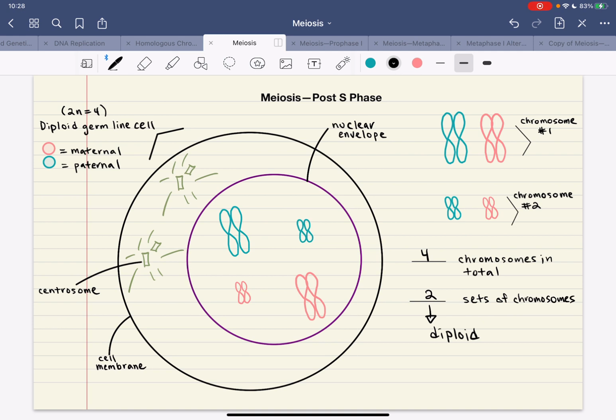Now again, we're keeping it simple. We're going to say there's only 2 types of chromosomes. There's only 2 homologous pairs. We have chromosome number 1, which is going to be our big chromosome. You have 1 from the mom, 1 from the dad. And we have chromosome number 2, the little chromosome, 1 from the mom, 1 from the dad. Now keep in mind, what are we looking to do? We're looking to generate daughter cells that have half of these 2 numbers. So we want the daughter cells to have 2 chromosomes in total and only 1 set.